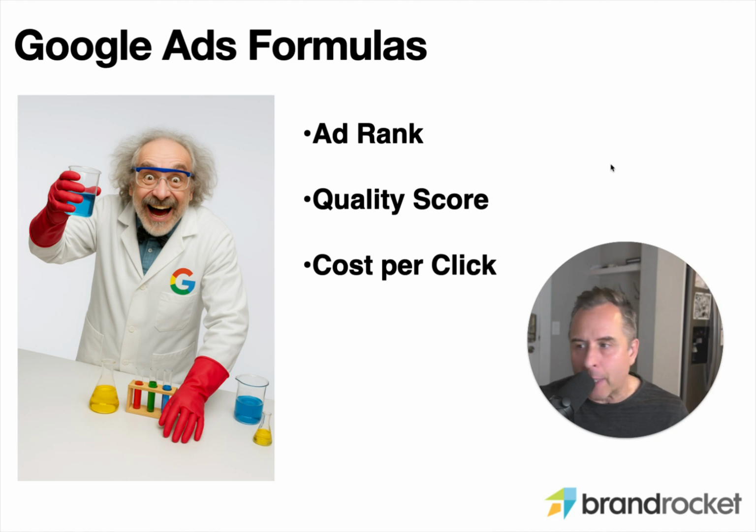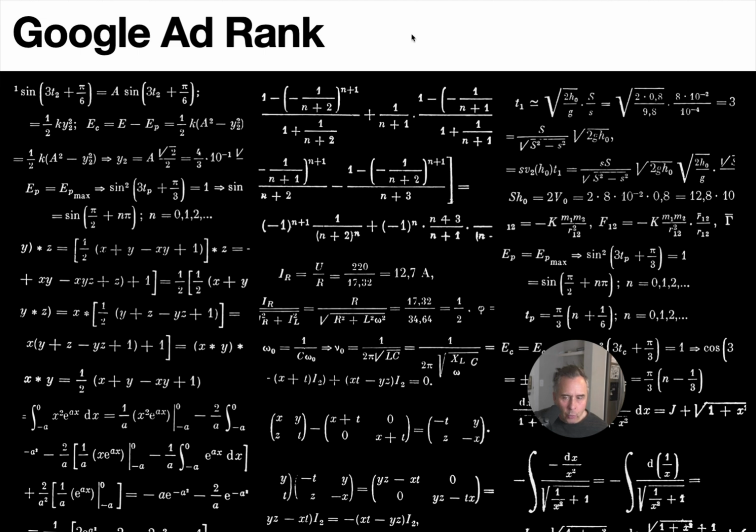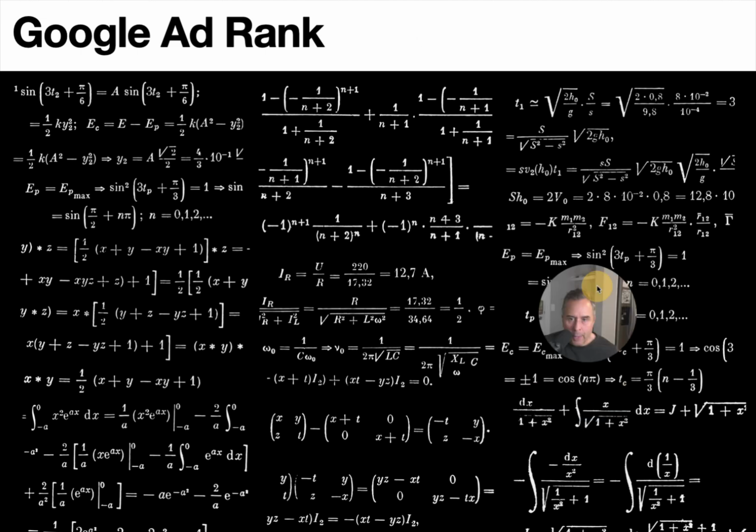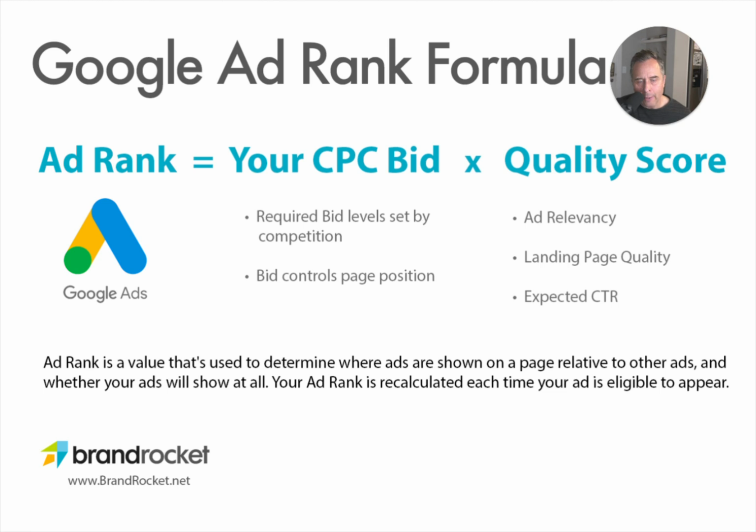We're talking about Google Ad Rank, we're talking about quality score, we're talking about what determines how much you're going to pay per click. And honestly, it's not that big of a deal. I know that formulas in general can be pretty scary, but when it comes to ad rank, it's really not that bad. I mean, look at that. It's really not. Okay, maybe I'm lying. All right, here we go.